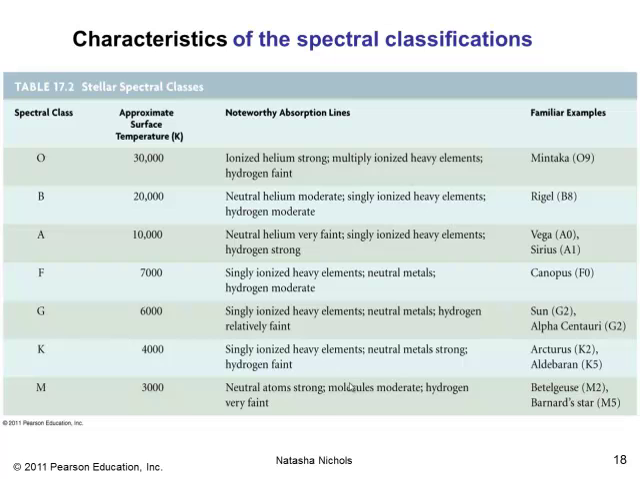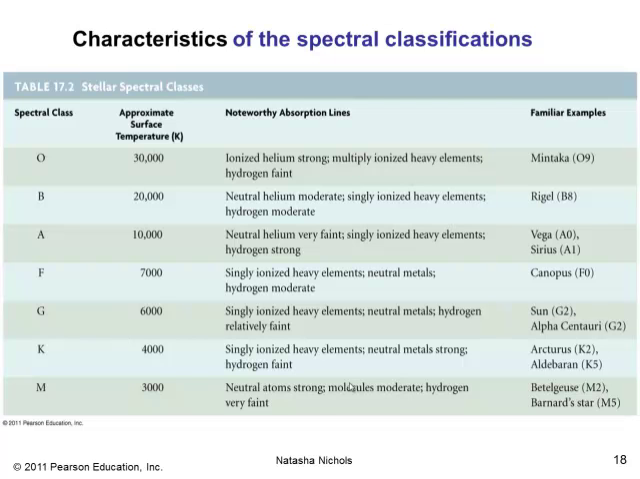So notice how there is a number right after the letter. Each letter category is subdivided into 10, going from 0 to 9. 0 would be the hottest, all the way to 9 would be the coolest. So within the range of O and B spectral type, we're going to have stars that have 25,000 degrees Kelvin or 27,000, so they don't fall on exactly 30,000 or 20,000. So we subdivide this into the numbers from 0 to 9.